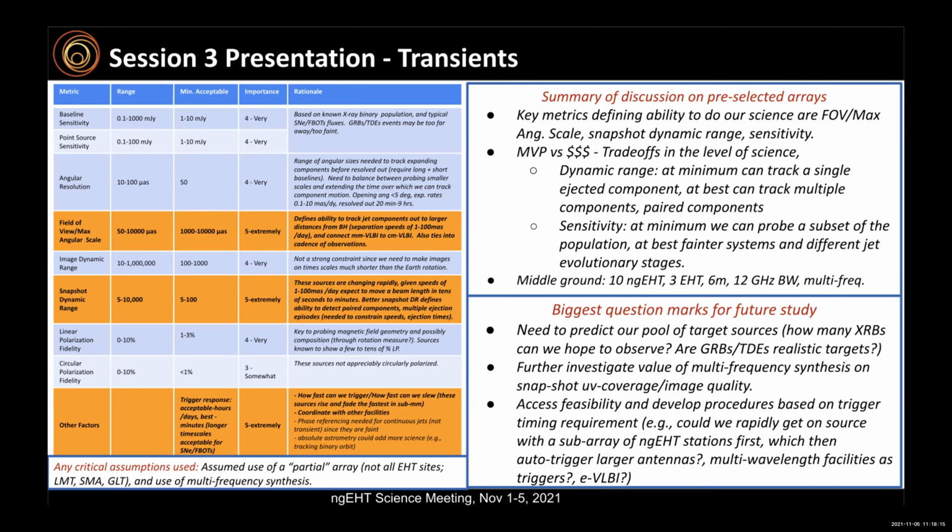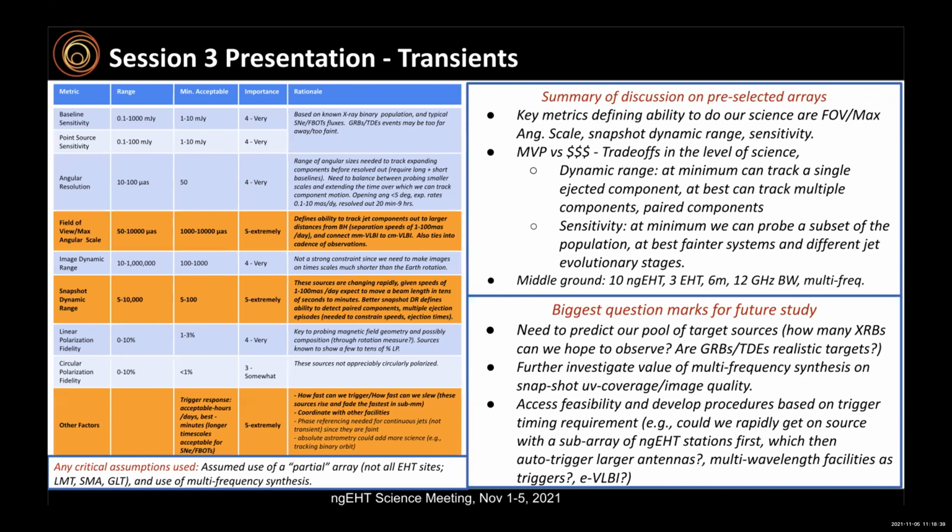Now, the dynamic range in these snapshots is really important, because this defines our ability to actually detect the jet components. Better dynamic range means we can detect possibly paired components or multiple ejection episodes. And like you heard in James's talk the other day, this is what we really need to be constraining jet speeds and ejection times and really get at the physics.